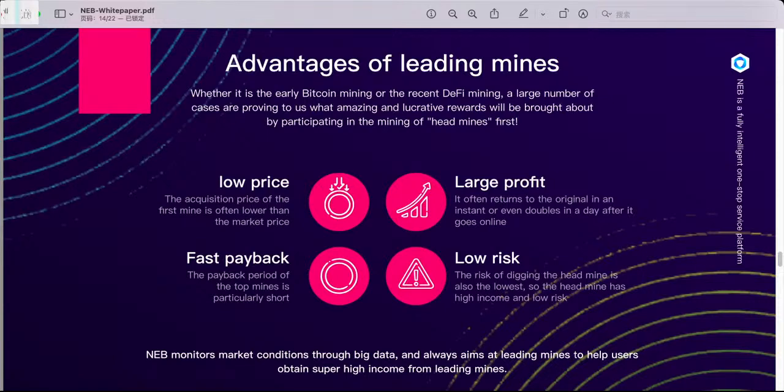So that's why when you guys provide the liquidity in the staking pool, you make a high profit. And also the leading mile has low risk.